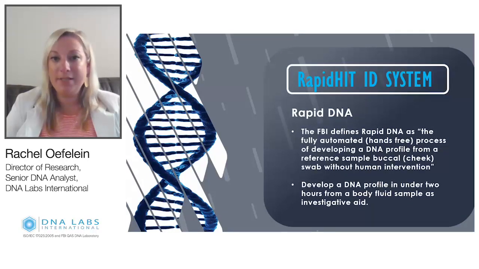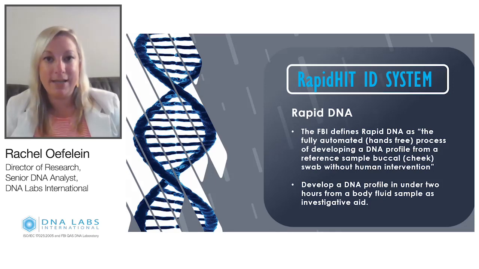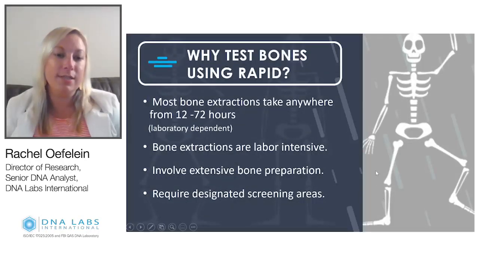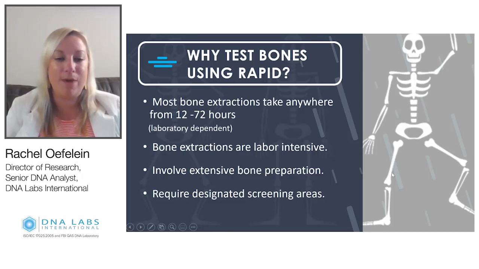So what is rapid DNA? The FBI defines rapid DNA as the fully automated, hands-free process of developing a DNA profile from a reference sample buccal swab without human intervention. We develop a DNA profile in under 2 hours from a body fluid sample as an investigative aid. Most bone extractions can take anywhere from 12 to 72 hours.